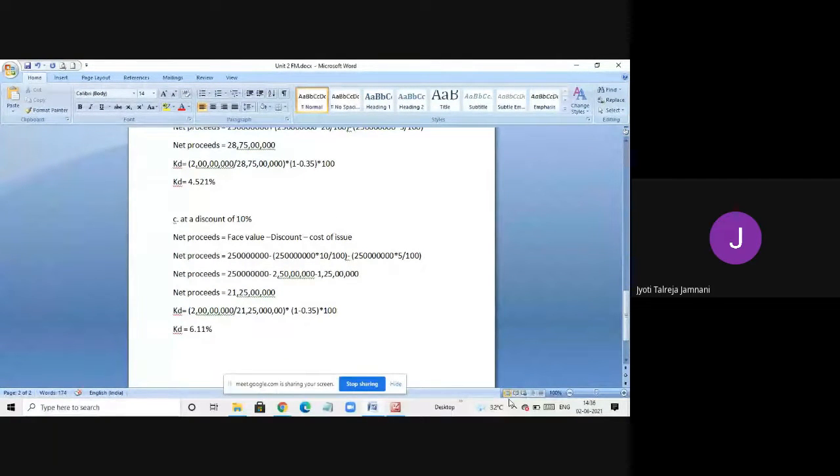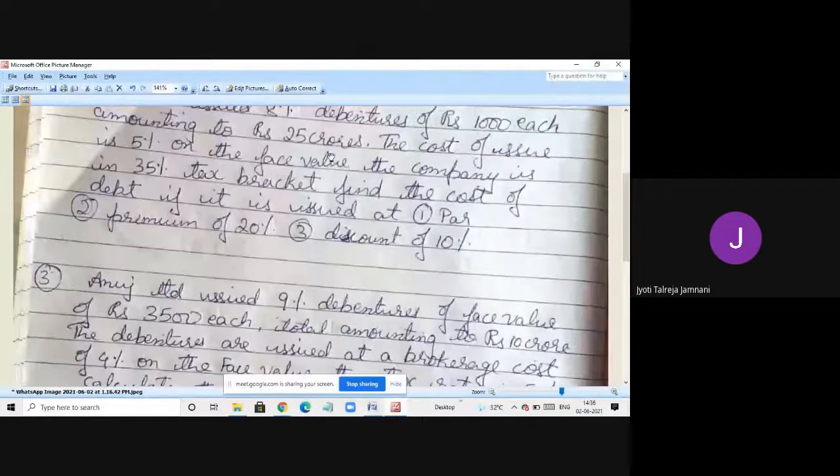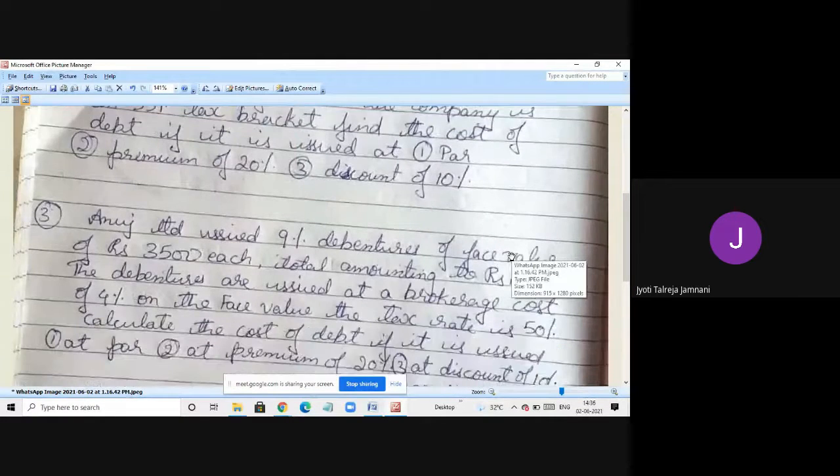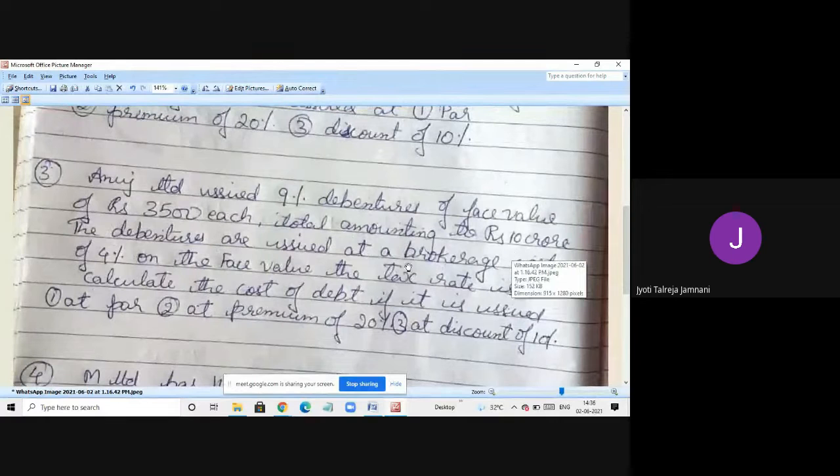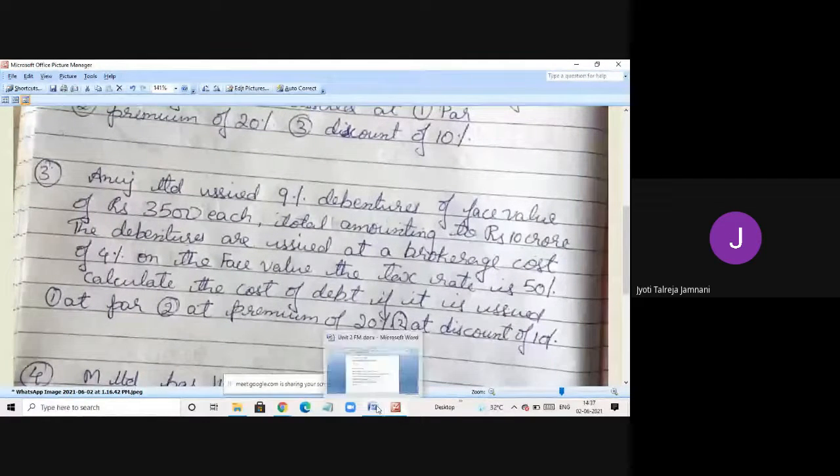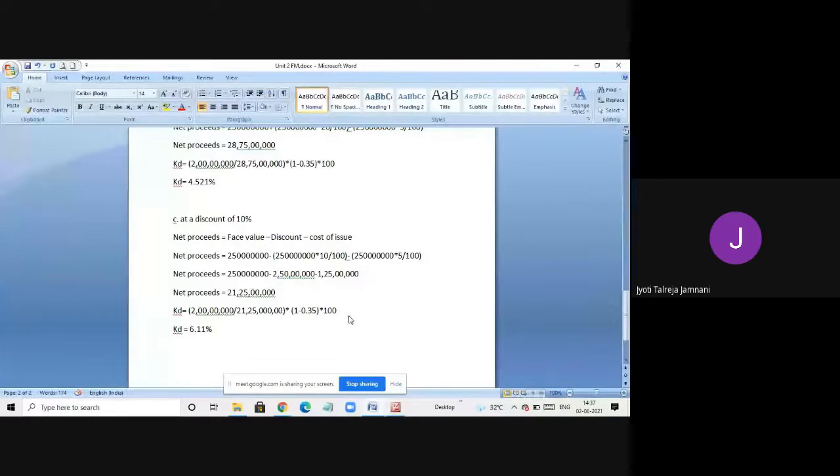So this was the second sum where we had to solve for all the three: par, premium and discount. Let's go to the third sum. Anuj Limited issued 9% debentures of face value of rupees 3,500 each, total amounting to rupees 10 crores. So let's see what all is given. Third problem we're doing.